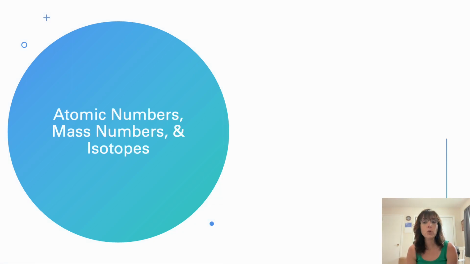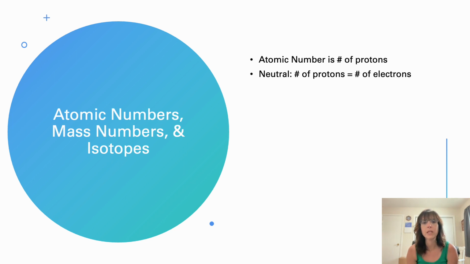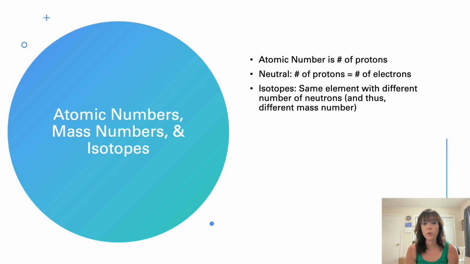Let's jump into a few definitions that have to do with the atom. First is the atomic number. By definition, this is the number of protons. And of course, in a neutral atom, it's also the number of electrons. Isotopes are the same element with a different number of neutrons. And because there's a different number of neutrons, there's a different mass number. Isotopes behave chemically the same.